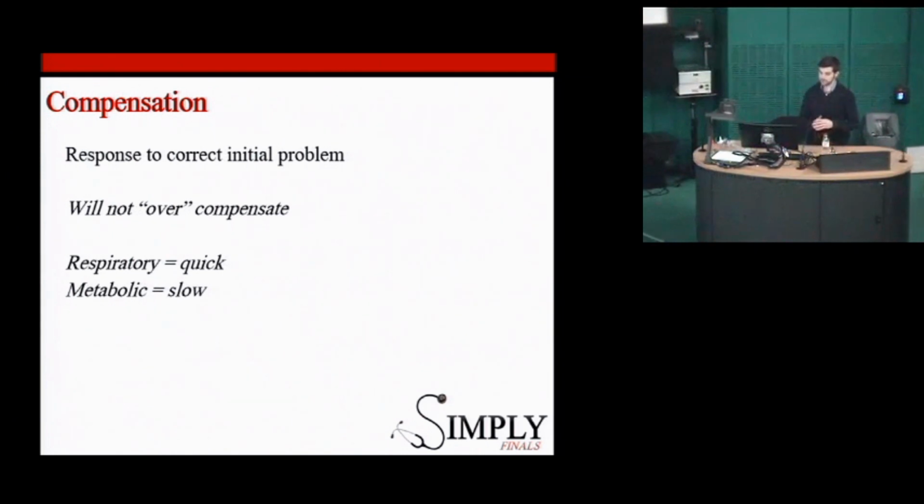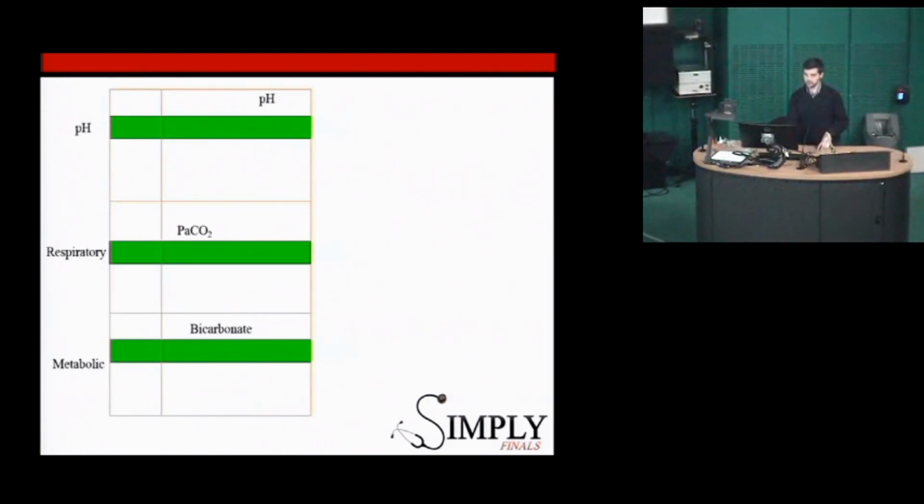So compensation. You'll get an initial problem, and then your body compensates. The respiratory system compensates quickly because you can breathe off carbon dioxide quickly, and then metabolic is slow. So how many of you were here last week with Dr. Flood? Probably most of you. I think he tried to explain this, and I think he overcomplicated it a little bit with his dividing by 7.2 or whatever he did. But I think this is all you need to know.